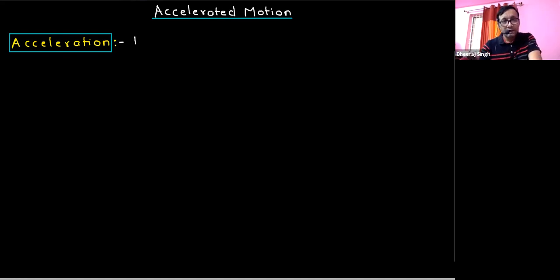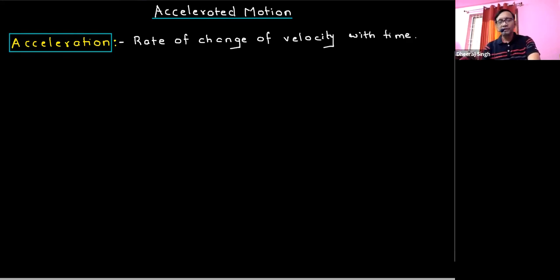Acceleration is basically the rate of change of velocity with time. Now, when I say rate of change of velocity, do I mean only the rate at which the magnitude is changing, or can I say the rate at which direction changes also? That also creates acceleration.